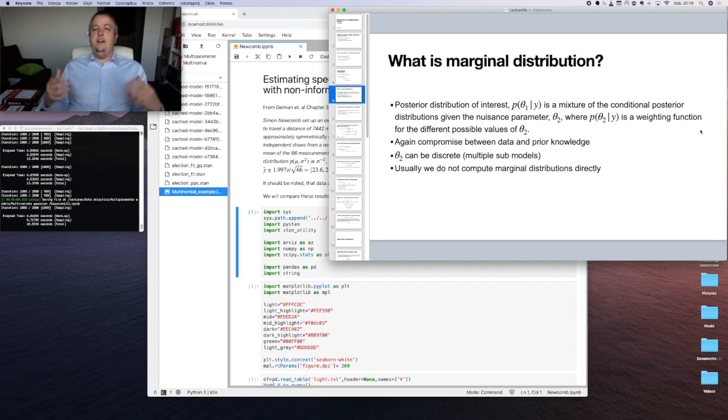So we are creating, as usually in Bayesian statistics, a compromise between data and prior knowledge. And θ2 can be either a simple parameter with continuous values, or it can be a discrete parameter which can be interpreted as multiple submodels. So we will be integrating or summing out values of parameters depending on multiple different models. Usually we do not compute marginal distributions directly, but we get them from sampling. So that's what we'll be doing in multiple cases.